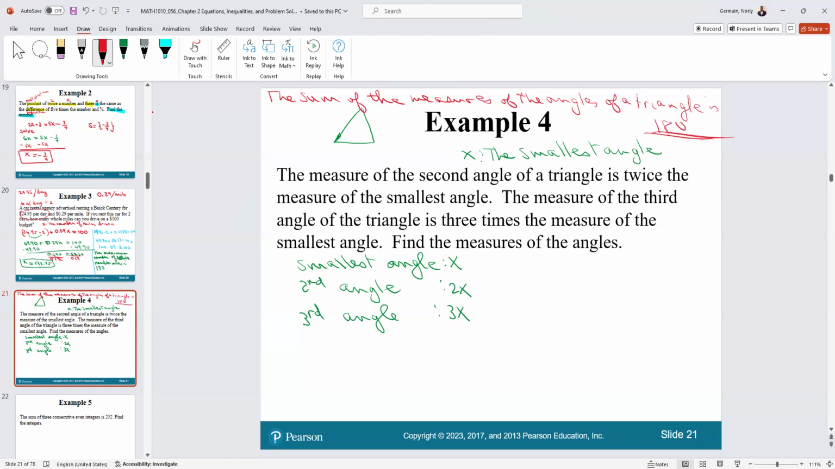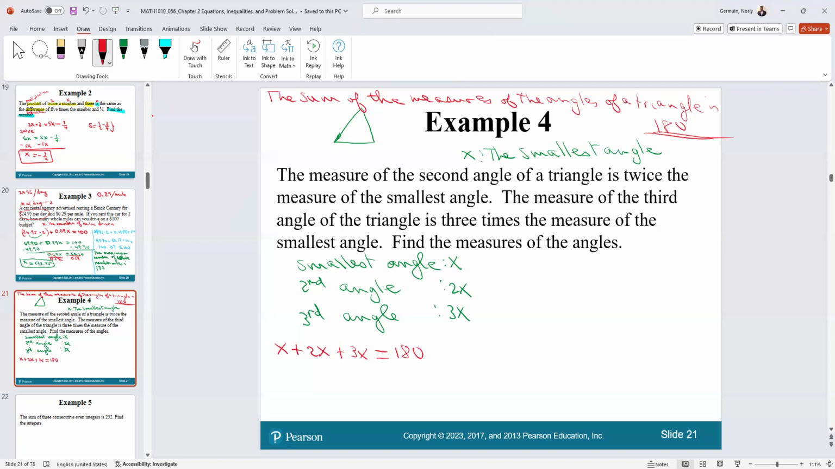You need to remember that, okay? So now the sum. That means if we add all our angles together, smallest angle plus the second angle plus the third angle, the answer must be 180. So all you need to do now is solve. The measure of the first angle plus the measure of the second angle plus the measure of the third angle equals 180.